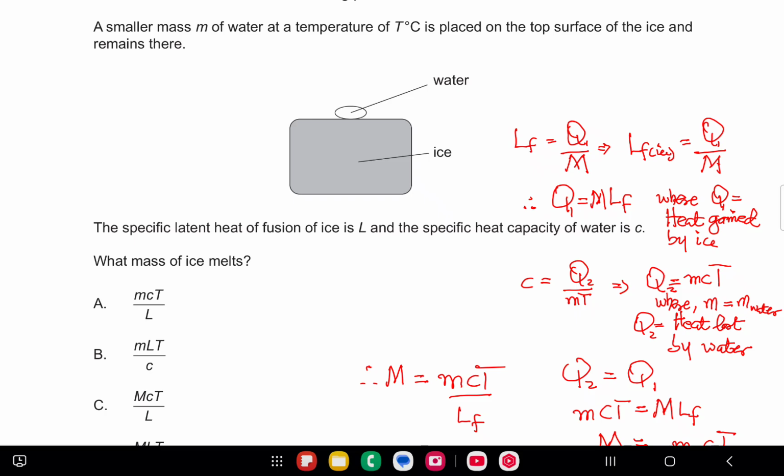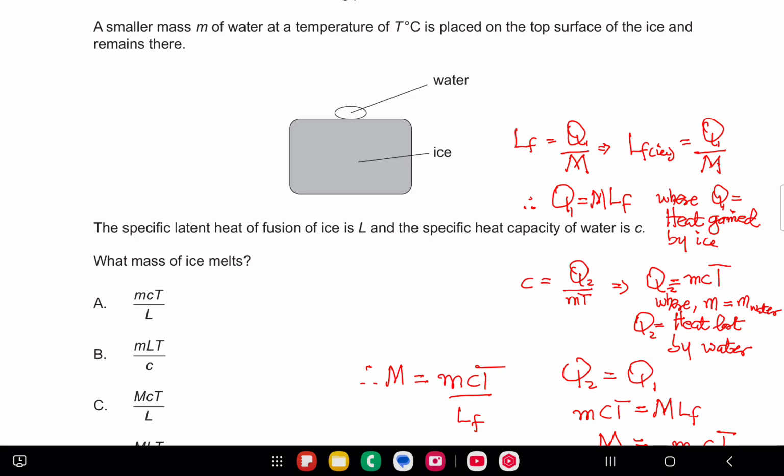And going to Q2, Q2 is where we are looking at the amount of heat that is given off by the water. So we can write an expression that the specific heat capacity of the water, which is given as small c, is equal to Q2, the quantity of heat given off by the water, divided by the mass of the water times the temperature. So Q2 is heat lost by the water, or heat given by the water.